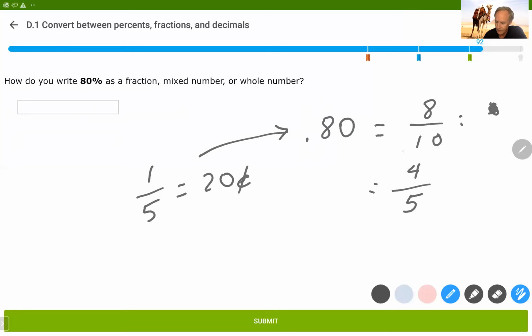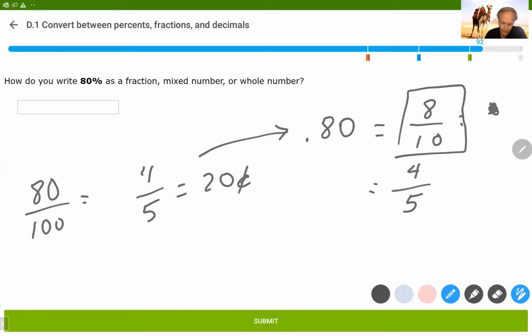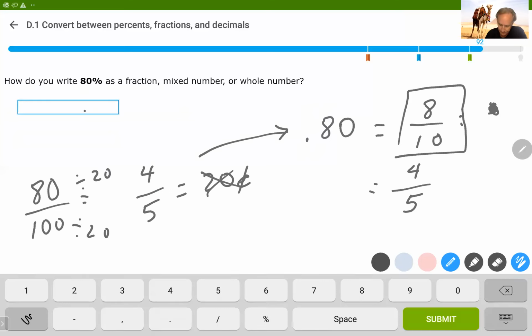For those of you who didn't get that, you could do it this way. Do your 8/10. You could, of course, reduce 80 hundredths and reduce that to 4/5. Divide by 20, divide by 20, and you also get your 4/5.